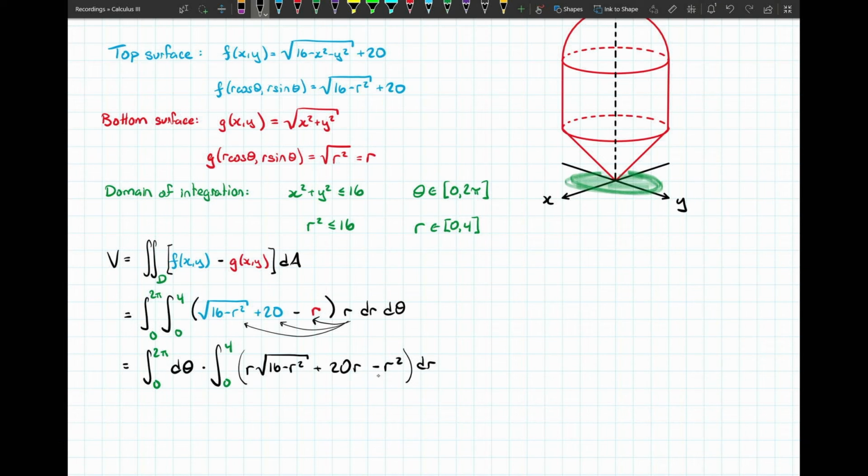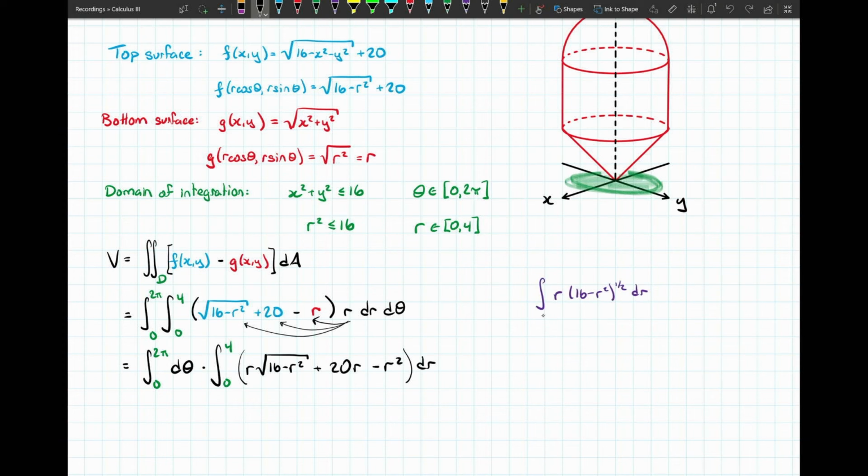Now, some of these are fairly easy terms to find the antiderivative of. 20r and minus r squared are nothing more than power rules. But this first term here, unfortunately, does require a small substitution. Now, you might be able to go ahead and evaluate that yourself. You may already understand how to do a simple substitution like that. But just in case, let's take a look over on the right-hand margin here.